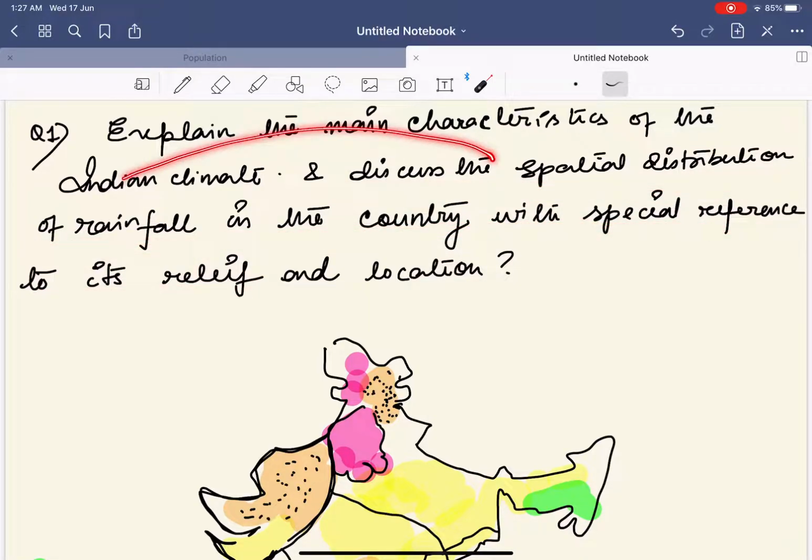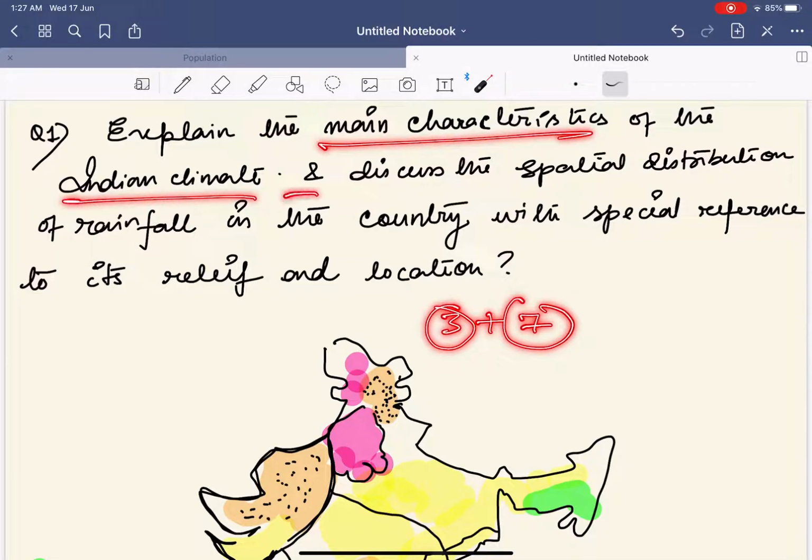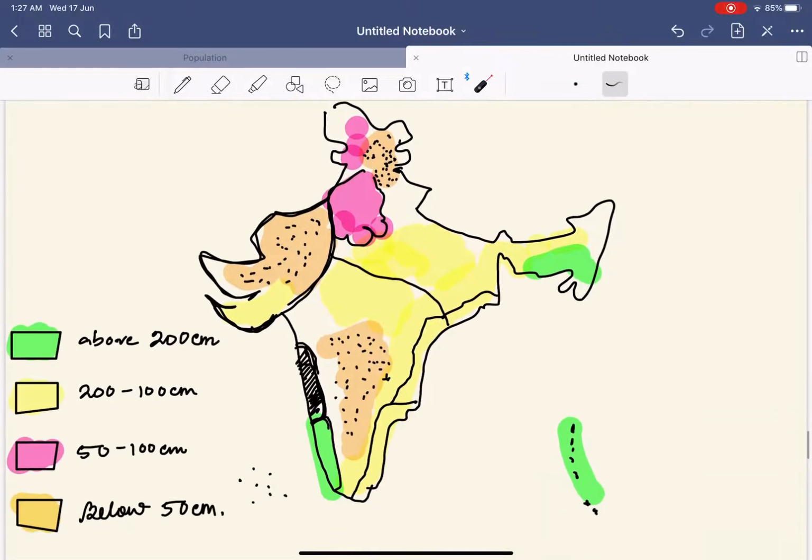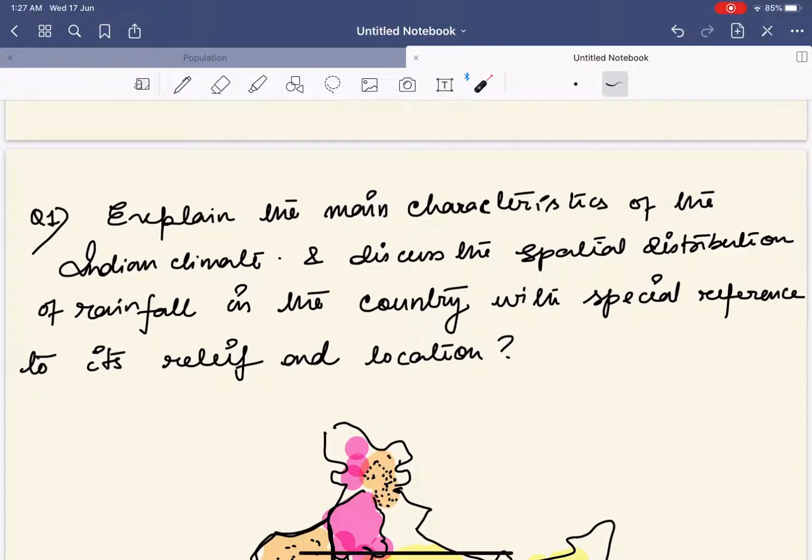Now in this context, please understand that I would divide this part into 3 plus 7. If 3 parts are for the main characteristics of the Indian climate, the 7 parts would be for the spatial distribution of rainfall. Now in the spatial distribution, we have categorized it into 4 parts. Remember that the question says with special reference to the relief and location.